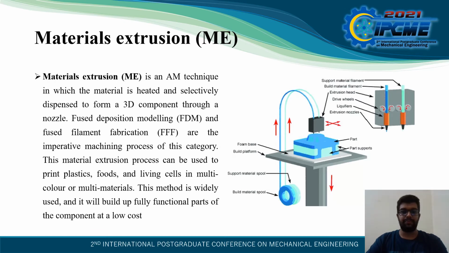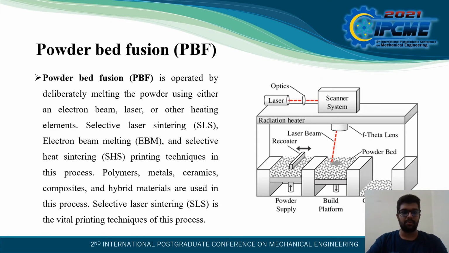In this technology, with the material in filament form, the extrusion head extrudes the raw material through the nozzle, and the required product is printed by these machines. And later the powder bed fusion. Here, the raw materials are used in powder form. The main technologies used here are SLS, selective laser sintering, electron beam melting, and also selective heat sintering. These are the main 3 techniques used here.